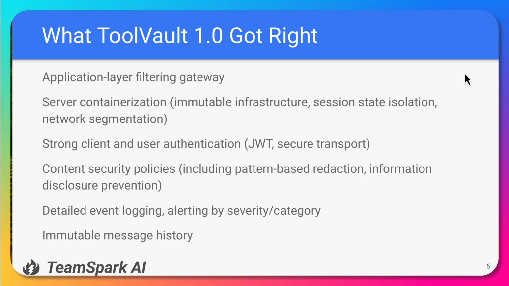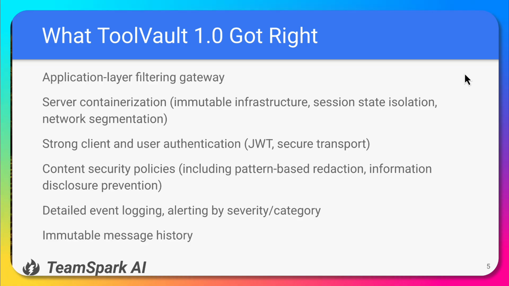And I think we did a good job of identifying some of the important things to work on. The biggest thing pointed out in the paper was that you need an application layer filtering gateway. So you need to be able to run all these MCP conversations through some security tool, which is our approach. You need containerization for a bunch of reasons, which I think we've done a good job at. You need strong client and user auth, which we also do well.